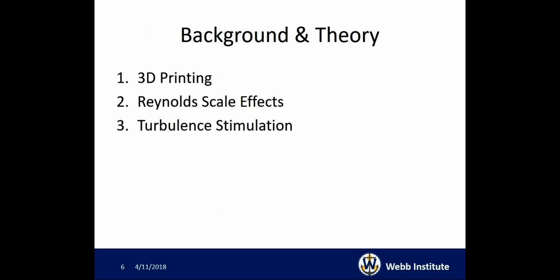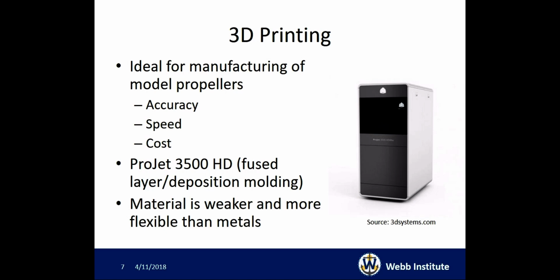So now I'd like to go into some of the background and the theory of my work, discussing 3D printing, expected Reynolds scale effects, and the theory behind turbulence simulation. So 3D printing is ideal for the manufacture of model propellers for three reasons. First, you can get comparable accuracy to the production of a metallic propeller significantly faster and for less cost. So you can test more, you can test faster, and you get the same accuracy out of it.